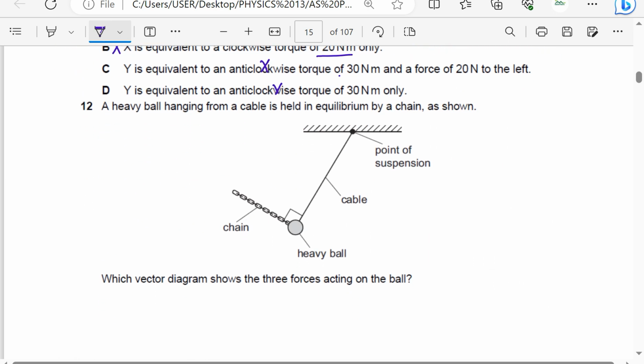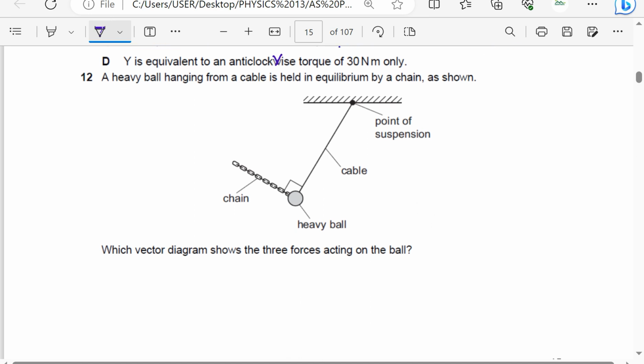A heavy ball hanging from a cable is held in equilibrium by a chain as shown here. Which vector diagram shows the three forces acting on the ball? So there is tension in the cable, there is tension in the chain, there is weight. So I will draw the weight vertically upwards without changing the line for the cable. Then I will bring the chain here. Without changing its direction, the tension in the chain should be in that direction there. So this is the tension in the chain, this is the tension in the cable, and this is the weight of the ball. So the triangle should look something like that.